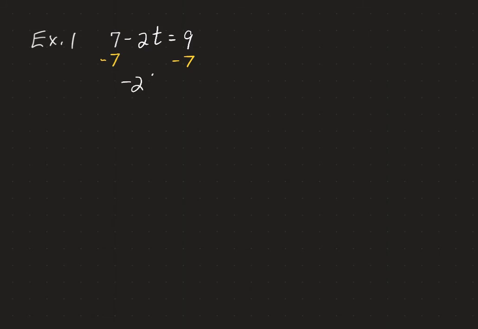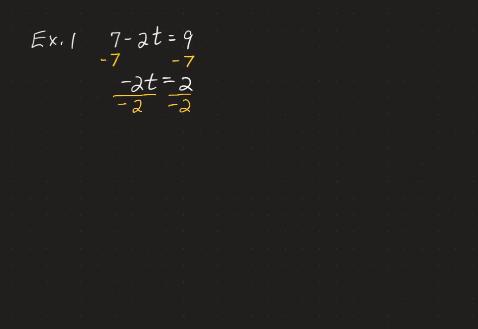I have a negative 2t equals 2. Now, I need to isolate that variable. I've moved the constant first. Now I'm going to divide by the negative 2. Why am I dividing by negative 2 instead of subtracting here? Because I want to isolate that t. And negative 2 is multiplied by t, therefore I'm going to divide by negative 2.